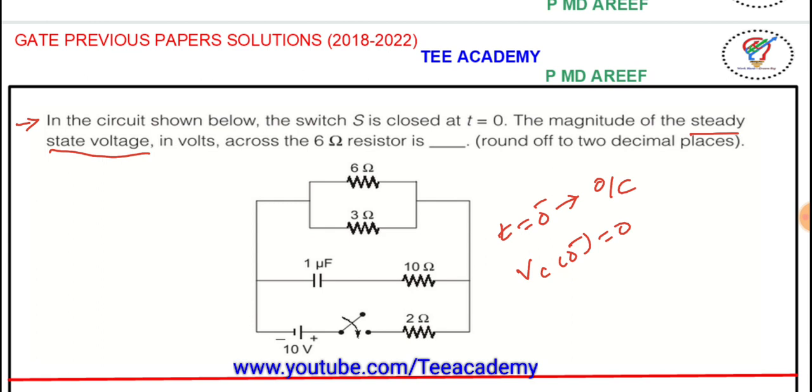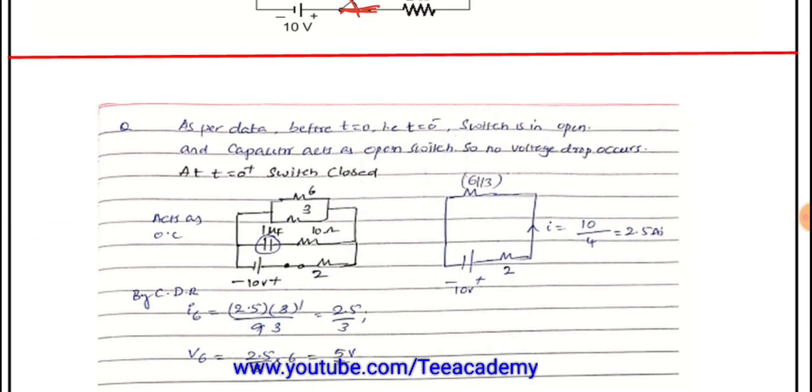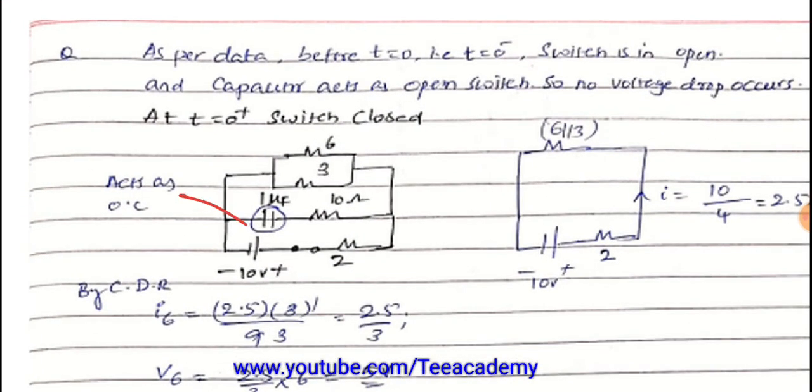At t equal to 0 plus we have to consider what is going to happen, at steady state condition. We know that we discussed that an inductor acts as a short circuit and a capacitor acts as an open circuit. During the steady state condition, let us assume the switch is closed here, and this will act as an open circuit. When there is an open circuit, no current will flow and there will be no voltage drop here. So we can neglect the voltage drop calculations for this part. That's what we have done here, so I considered it as an open circuit.